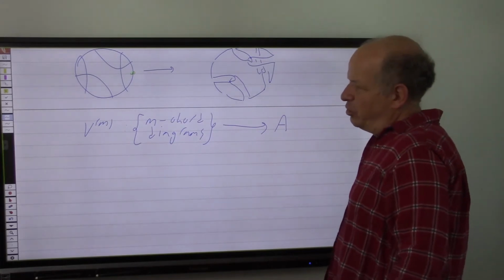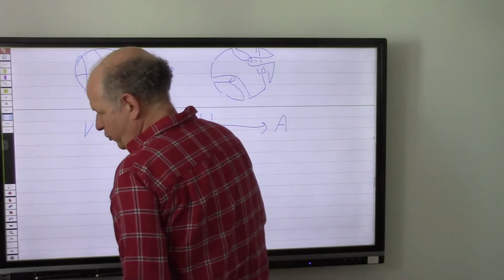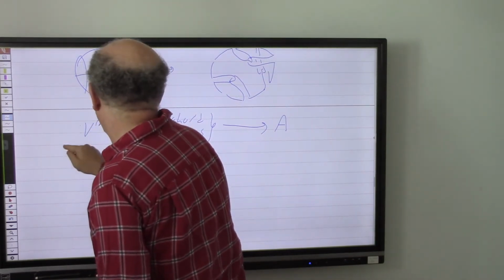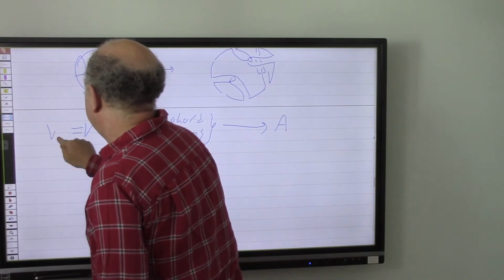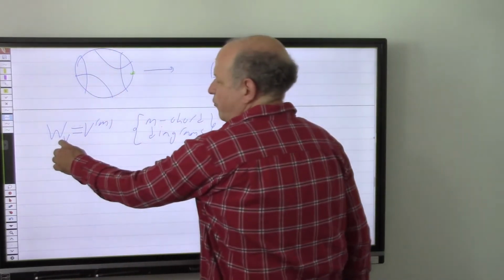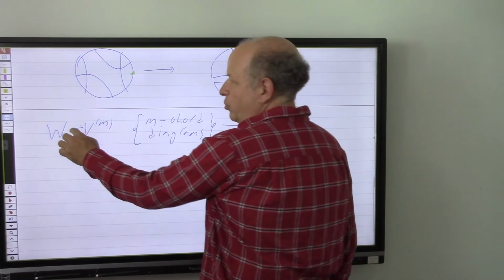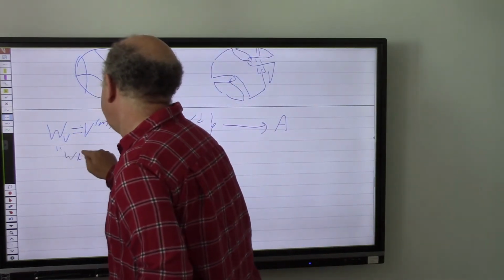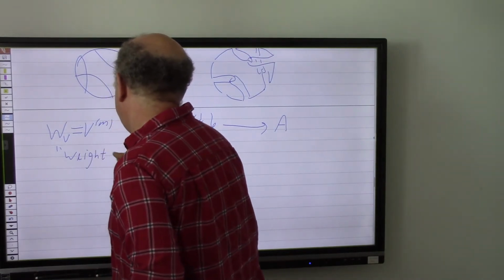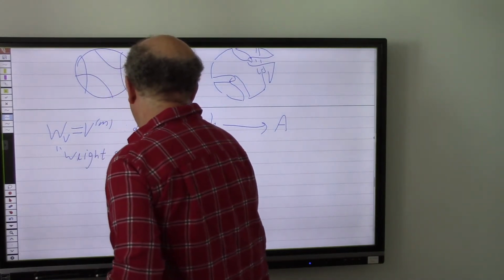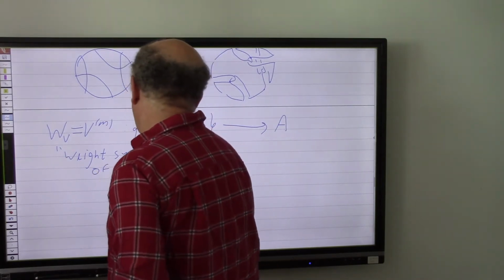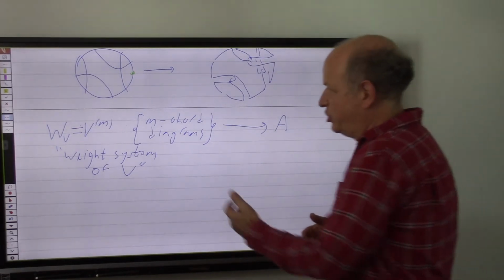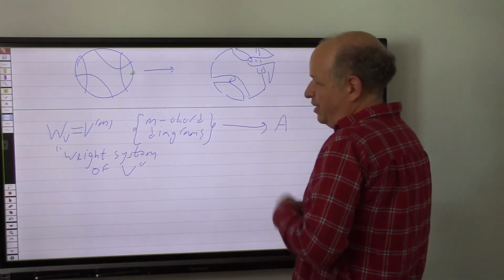So, two things. First of all, I want to give it a name. The standard name is to call it W sub V, the so-called weight system of V. So the mth derivative is the so-called weight system of V.